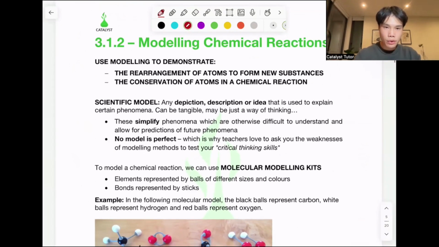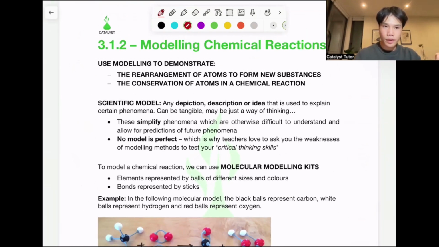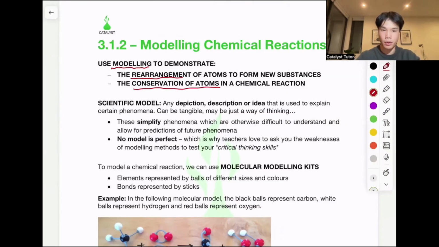Just one dot point to get through before we get into the actual reactions. Modeling chemical reactions, they just want you to understand what a scientific model is. So the dot point reads, modeling: use it to demonstrate the rearrangement of atoms to form new substances and also the conservation of atoms in a chemical reaction.